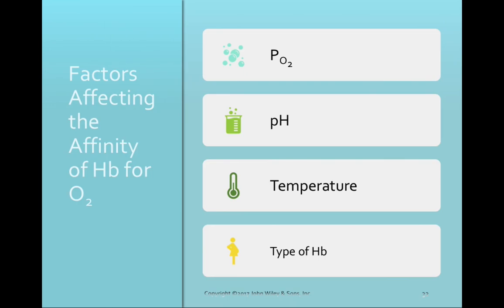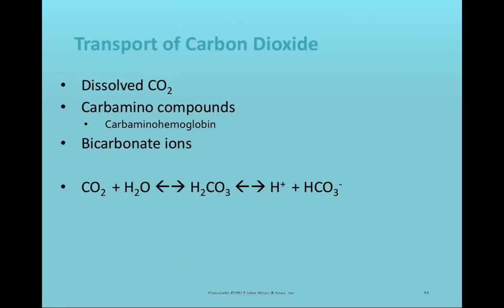Since 98.5% of our oxygen is carried on hemoglobin, regulating hemoglobin's affinity for oxygen has major implications. The factors that affect hemoglobin's affinity for oxygen refer to the partial pressure of oxygen, the overall pH or acidity of the blood, our body's overall temperature, and the type of hemoglobin being considered. As carbon dioxide's transport mechanisms in the blood are slightly different from oxygen's, we will see other factors that will regulate the transport of carbon dioxide.